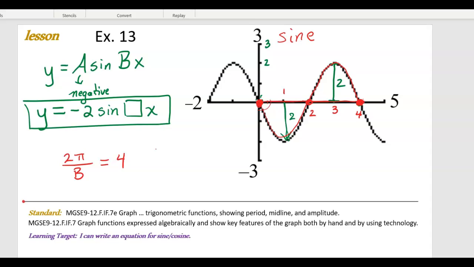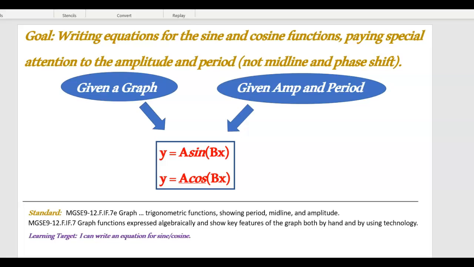Swap the b and the 4. 2 pi over 4 equals b. Reduce, pi over 2. Plug it into your equation, and you are done. So the equation is -2 sine of pi over 2 x, negative because the function went down and then up. So remember, sine generally goes up and then down for a positive a value, down and then up for a negative a value.